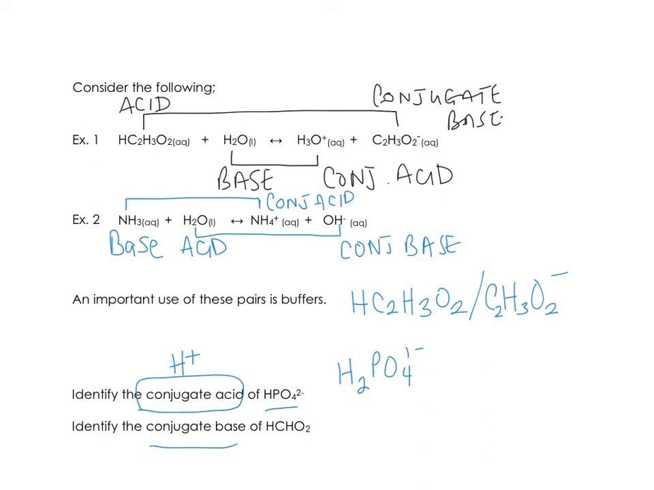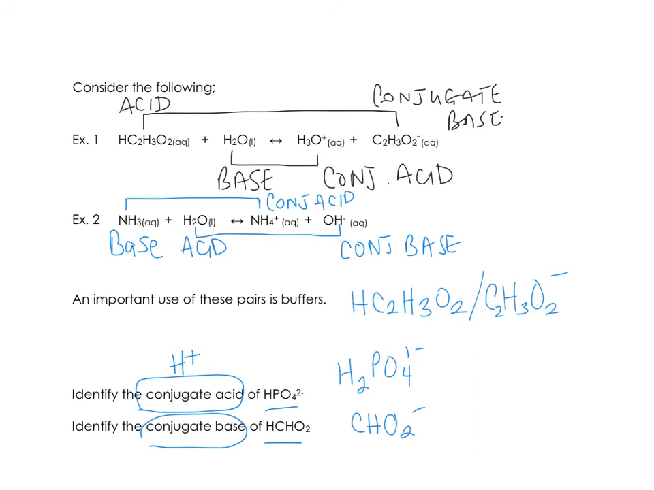If I want to find the conjugate base of something, I have to remove an H plus, because that means this is acting as an acid. So now I'm looking for this species minus an H plus. CHO2 negative. I only lost one H plus.